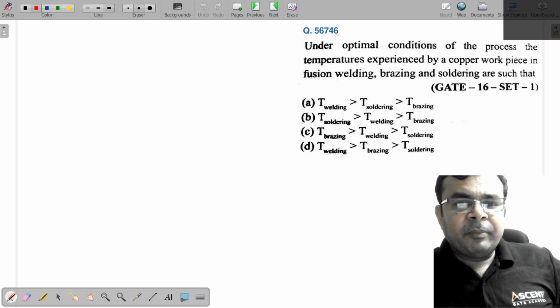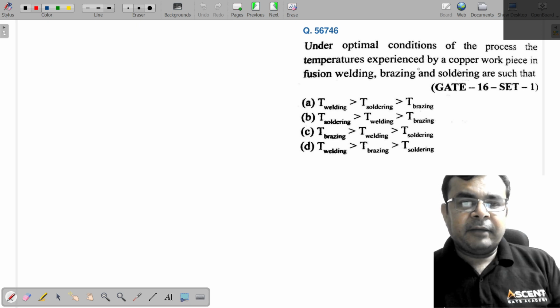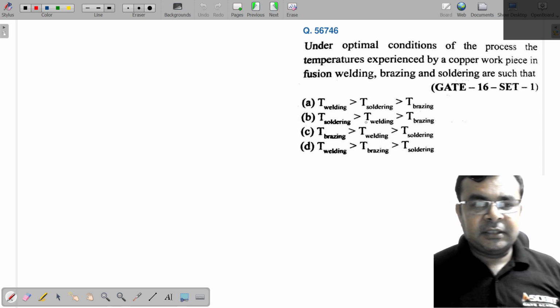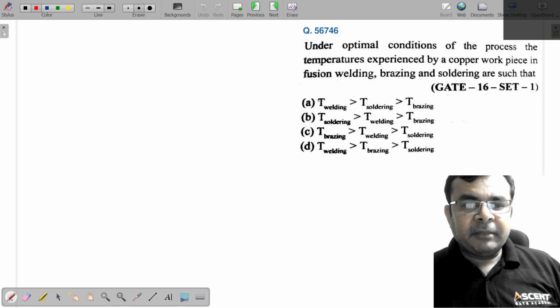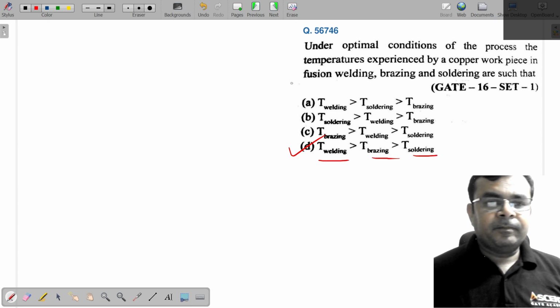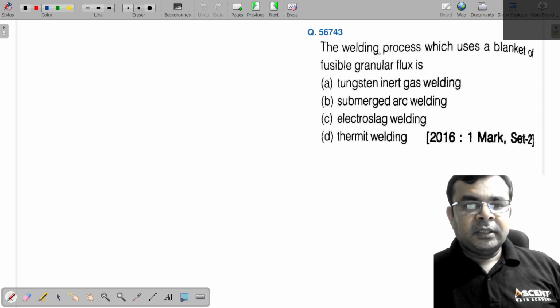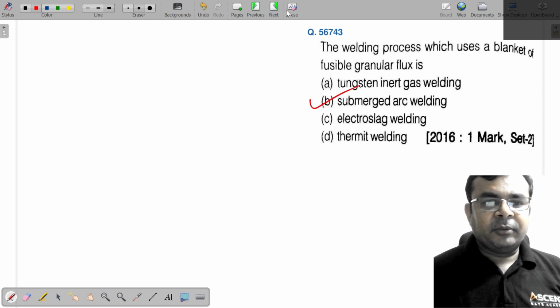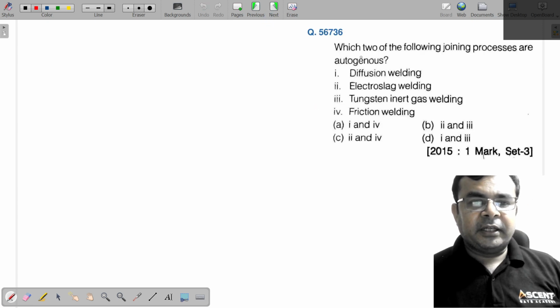Okay, under optimal condition of the process, the temperature experienced by a copper workpiece in fusion welding, brazing and soldering are such that you can see the melting temperature of welding is more than brazing. So the correct answer is this: welding, then brazing, then soldering. The welding process which uses a blanket of fusible granular flux is called submerged arc welding process, in which we use fusible granules.